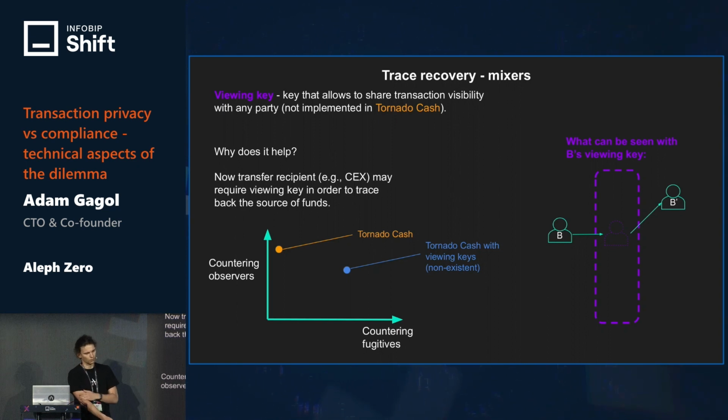So on the diagram of things, where we can either counter observers or counter fugitives, we would be definitely better at countering fugitives with viewing key based mixers. We are perhaps a bit worse at countering observers because we are allowing chosen parties to observe our financial trace.